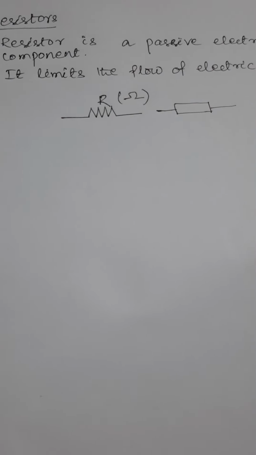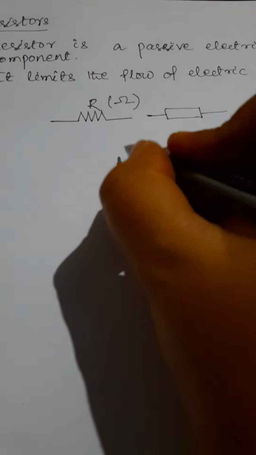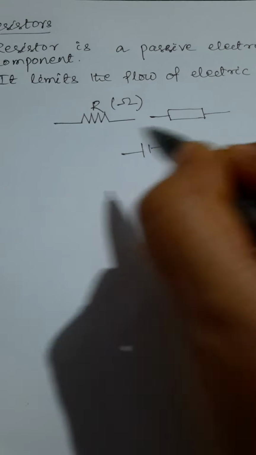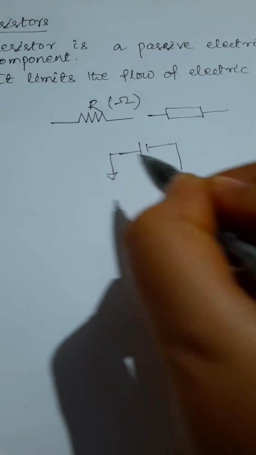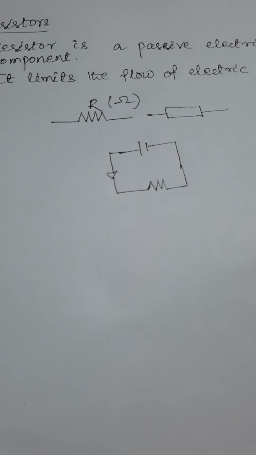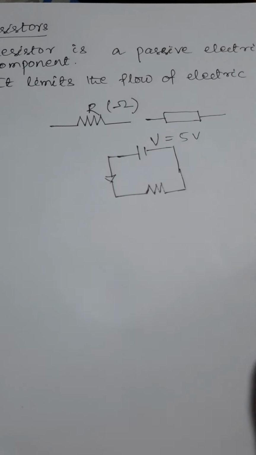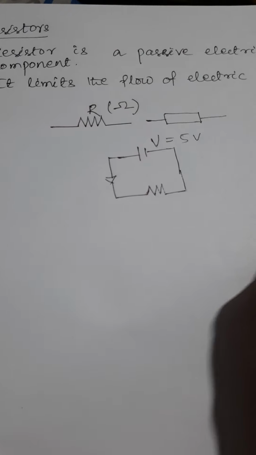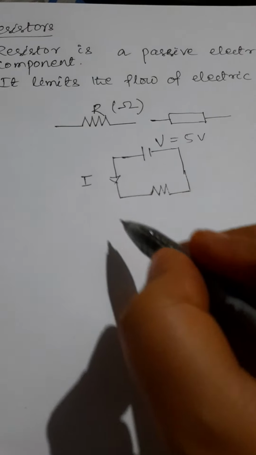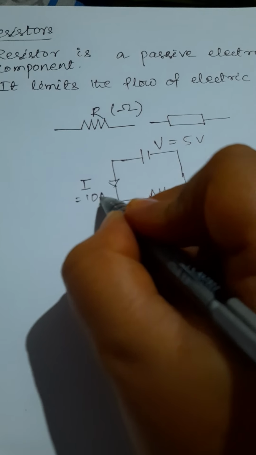Then in a circuit, how is the resistor used? Suppose we make a circuit. This one is the voltage source, this one is the current passing through the circuit, and this one is the resistor we connect in the circuit. This one is the voltage. Suppose we give it a 5 volt voltage, and this is the current flowing, which is represented by I. And suppose the current flowing through this circuit is equal to 10 ampere.